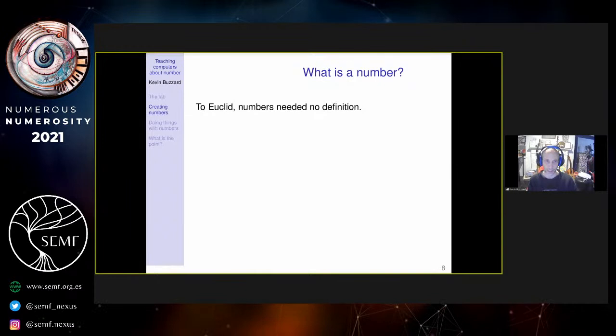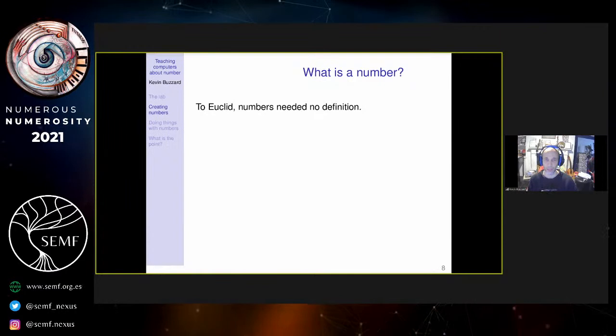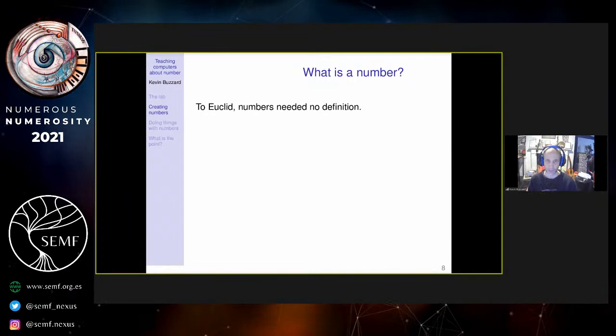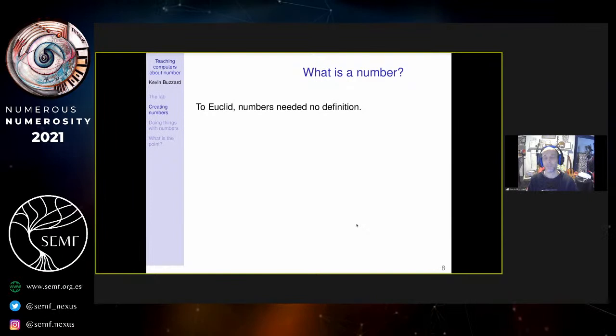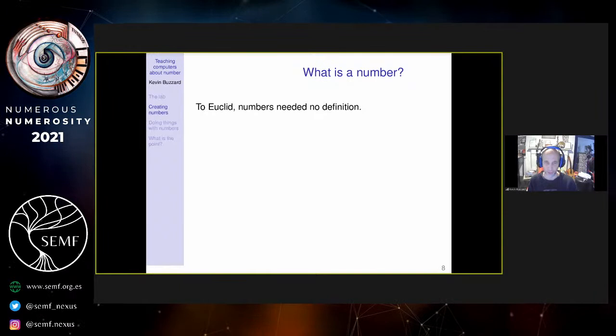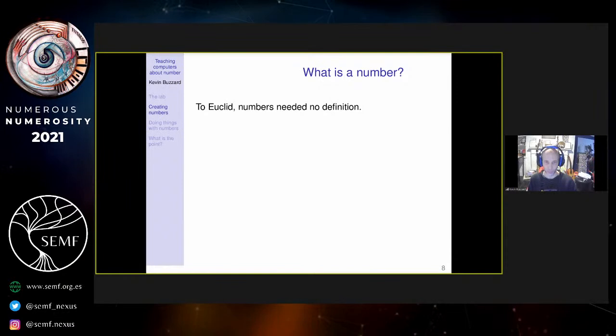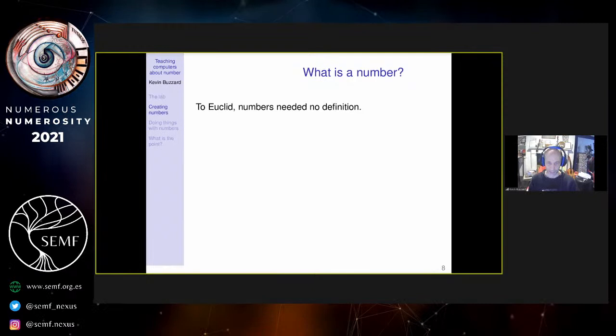For probably more than 2000 years, it's not clear to me that there's much evidence of people really trying to say what a number is. A number is just this obvious thing. But when people started thinking more abstractly about mathematics and the tools that mathematicians use, more things started to appear. For example, this concept of a set arrived. A set is just a collection of stuff. A set doesn't have a definition.